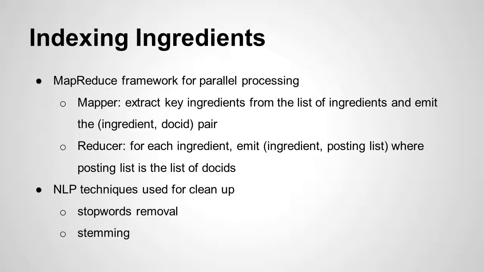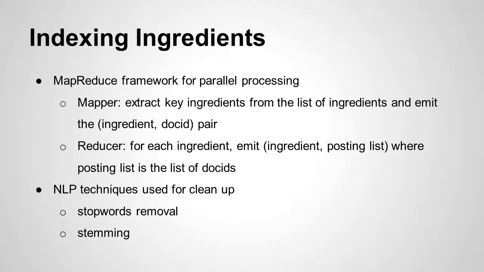Now we will talk about indexing the ingredients. The goal for indexing is that for each ingredient, we want to create a list of recipe links that contain the ingredient. We use the MapReduce framework for indexing, and there are two main reasons for that. First, it allows parallel processing, which reduces the amount of time needed to index hundreds of thousands of recipes.